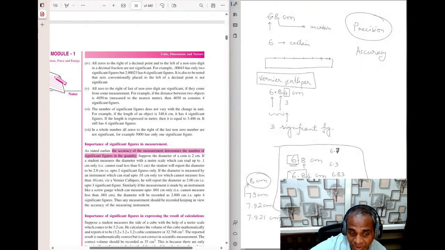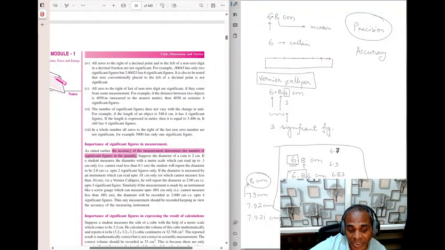However, if the diameter is measured by a sophisticated instrument, which can read up to 0.01 centimeters, like a vernier caliper, the diameter will now be 2.00 centimeters, because here the 2.0 is certain and it is either 2.00 or 2.02. So that last figure is uncertain.